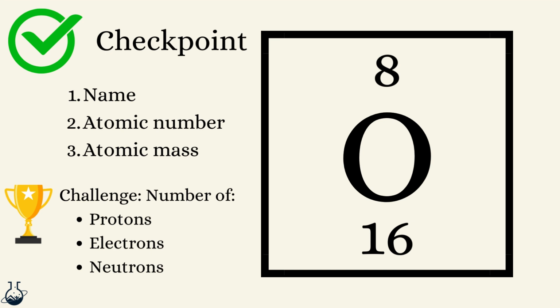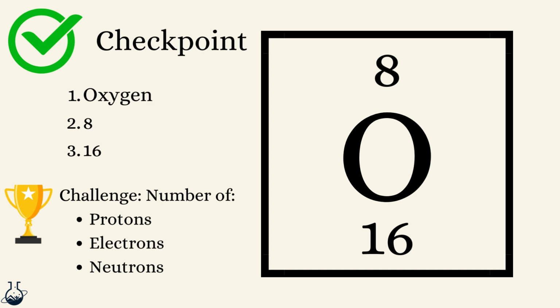Time to see how we did. Get your marking pens at the ready. This symbol is for oxygen. Its atomic number is 8 and atomic mass is 16. If you tried the challenge, good job. Oxygen has 8 protons, which means it has 8 electrons. And the number of neutrons is calculated by doing the big number take away the small number. In this case, 16 take away 8. So it has 8 neutrons.